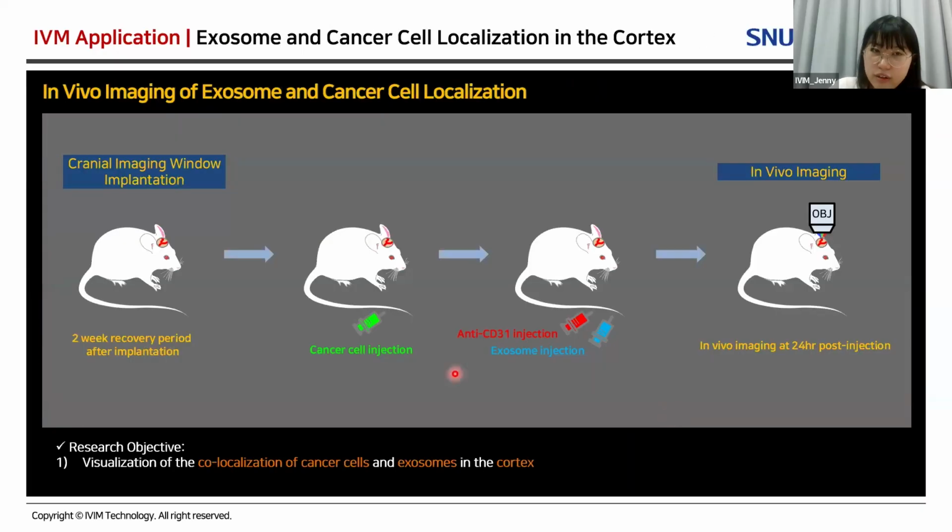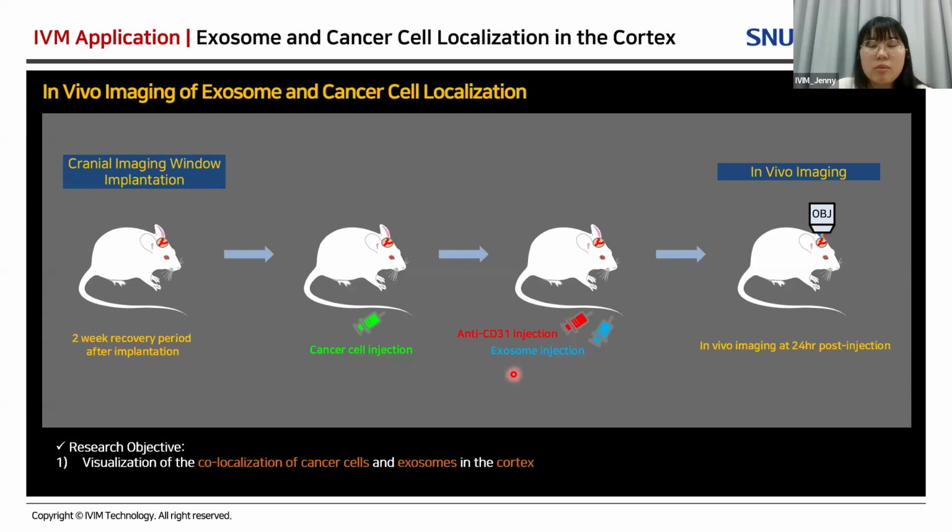The next and final experiment is similar to the previous one, but here we aim to observe the co-localization of exosomes with cancer cells, in order to evaluate their ability to specifically target those tumors. For the experimental setup, we used BALB/c nude mice and surgically implanted them with the cranial imaging window, and again allowed a 2-week recovery period. And after recovery, we injected medulloblastoma cells to establish a mouse brain cancer model.